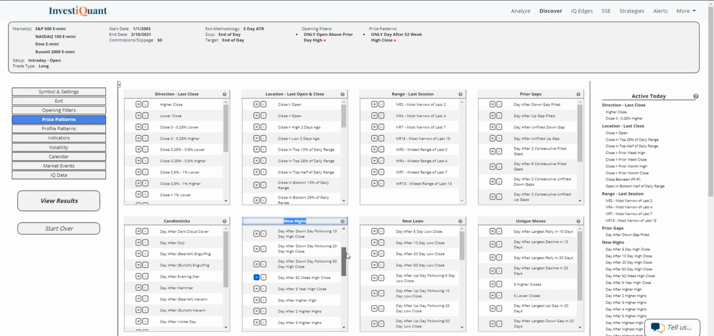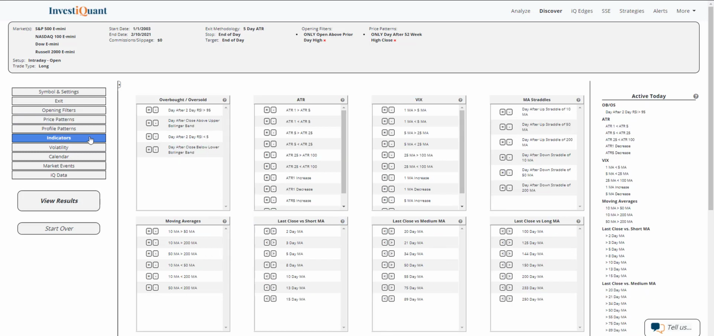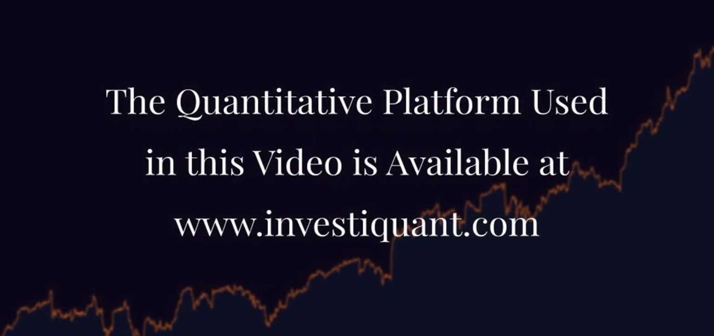And then next, I'm going to go into the indicators section, and I'm going to go to this VIX section. This VIX section is looking at moving averages of the VIX. And if I go to the 1 MA increase, that's a one-day moving average increase, which simply means that the VIX closed higher on the session. So I'm going to add that, and now I'm going to hit view results.